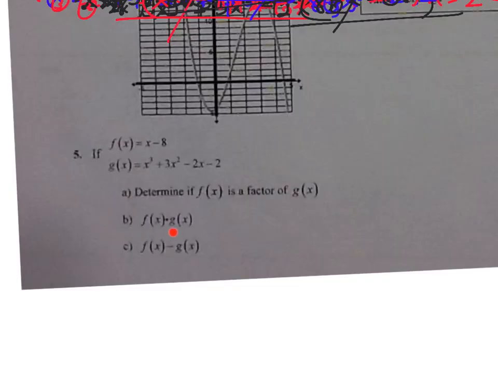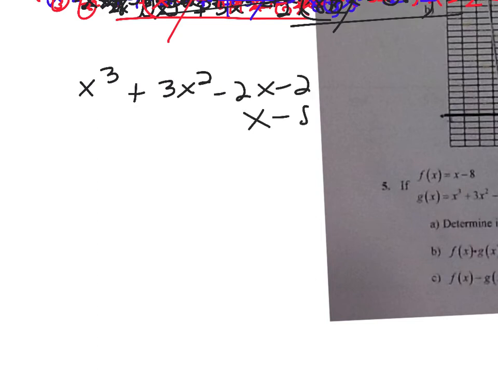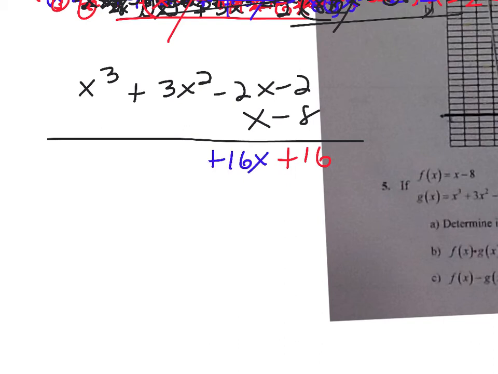Okay, so 5b is to multiply f of x times g of x. So f of x times g of x here. So g of x, I'm going to put the g of x first because it's my longer polynomial. So it's x to the third plus 3x squared minus 2x minus 2. And I'm going to multiply that by x minus 8. All right, so negative 8 times negative 2 is positive 16. Negative 8 times negative 2x is positive 16x. Negative 8 times positive 3x squared is negative 24x squared.